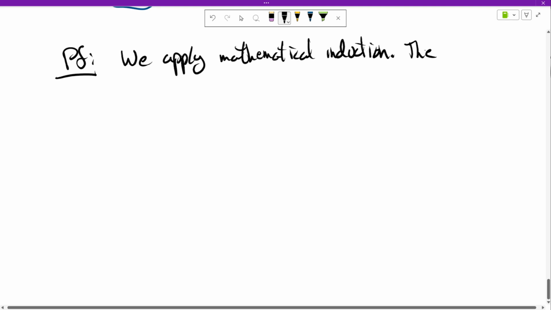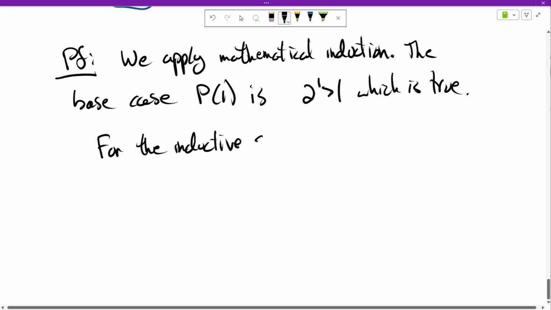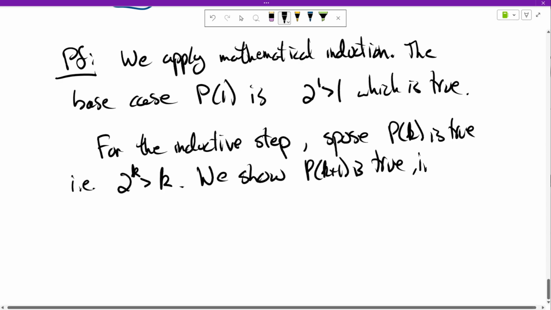The base case, which is P of 1, we've labeled what P of n is, or P of k is, so we can write P of 1 is 2 to the 1 is bigger than 1, which is true. So the base case is fine. We then proceed for the inductive step. So for the inductive step, we're going to suppose P of k is true, which just means 2 to the k is bigger than k. And then we're going to show that P of k plus 1 is true. So that's 2 to the k plus 1 is bigger than k plus 1.